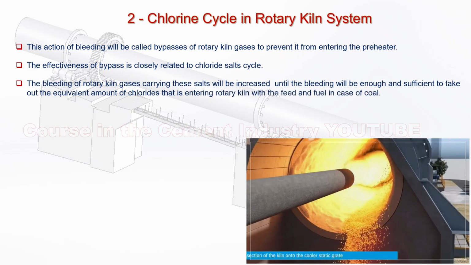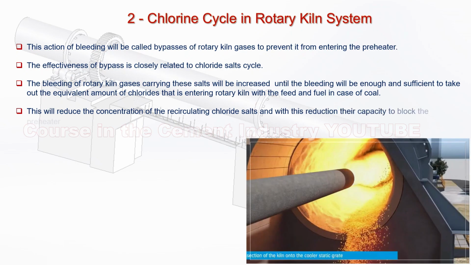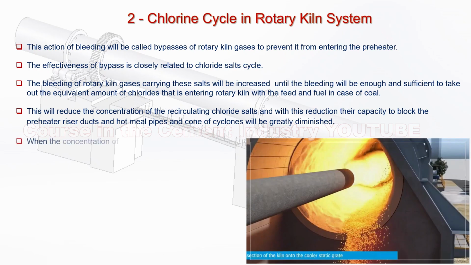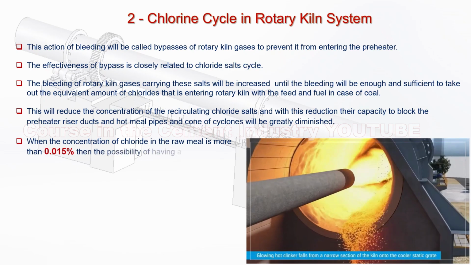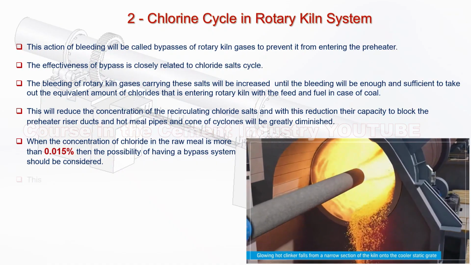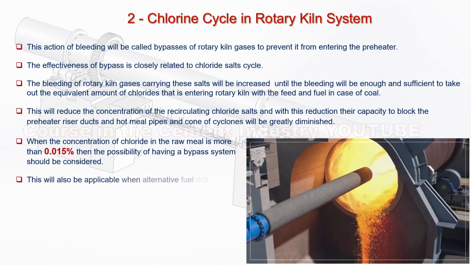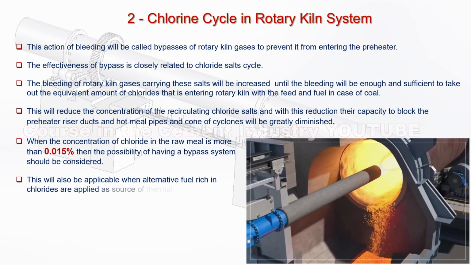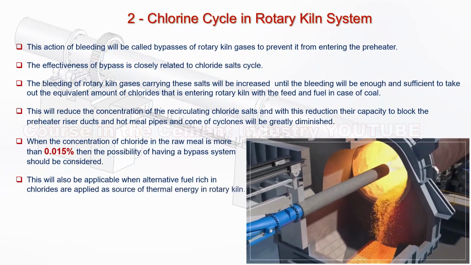17. This will reduce the concentration of the recirculating chloride salts, and with this reduction their capacity to block the preheater riser ducts, hot meal pipes and cone of cyclones will be greatly diminished. 18. When the concentration of chloride in the raw meal is more than 0.015%, the possibility of having a bypass system should be considered. 19. This will also be applicable when alternative fuels rich in chlorides are applied as a source of thermal energy in the rotary kiln.